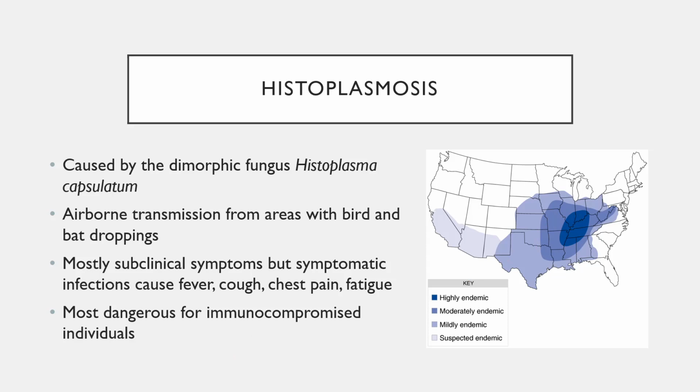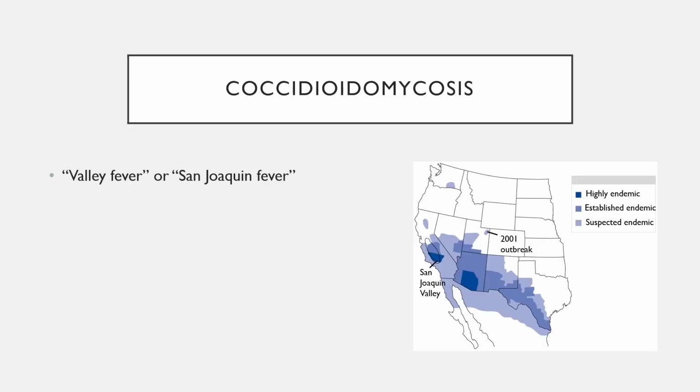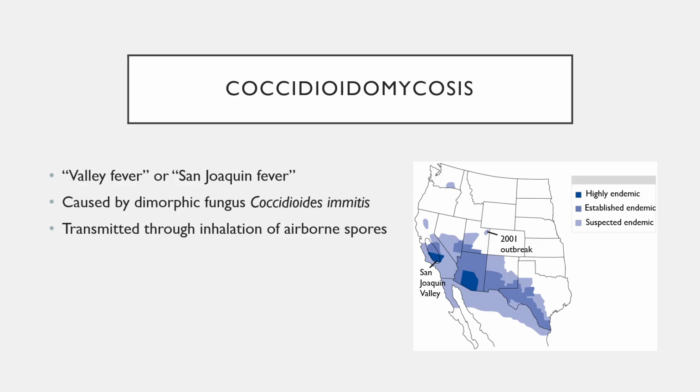In our region, an endemic fungal infection is coccidioidomycosis. This is the next one on our list, also known as valley fever, also known as San Joaquin fever. It's named for the San Joaquin Valley in California, which is another area where it is endemic. It is caused by Coccidioides immitis, which is another dimorphic fungus also transmitted through inhalation of airborne spores, but these spores typically reside inside the soil.